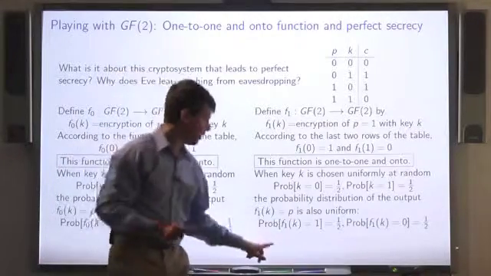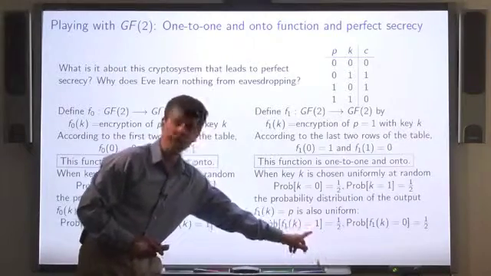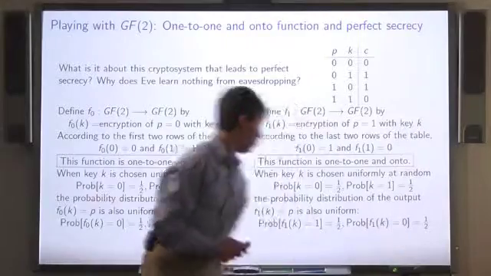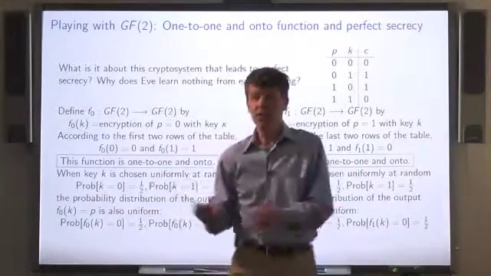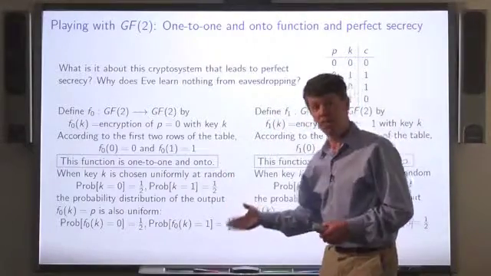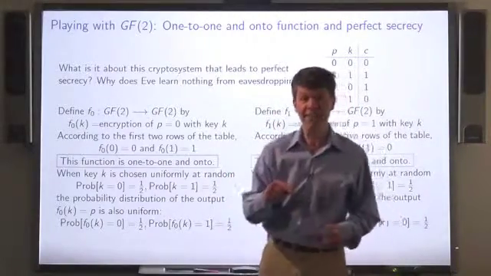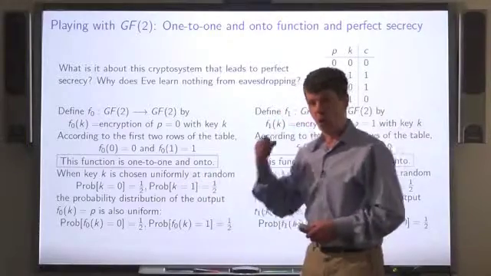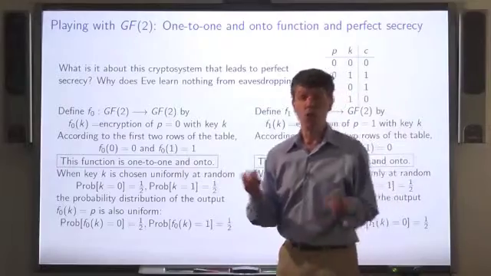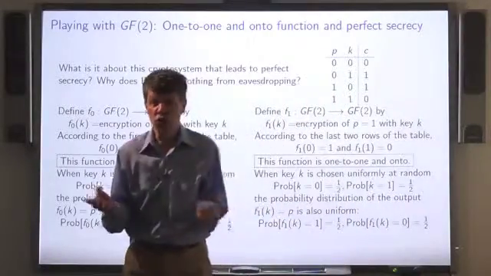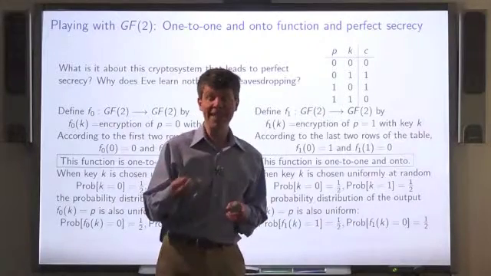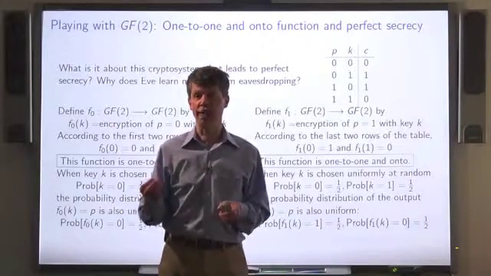That is, the probability that the ciphertext is 1 is 1/2, and the probability that the ciphertext is 0 is also 1/2. So it seems, regardless of what the plain text is, the probability distribution of the ciphertext is uniform: 1/2 probability of 0 and 1/2 probability of 1. So the probability distribution of the ciphertext doesn't depend on the plain text when the key is chosen randomly.